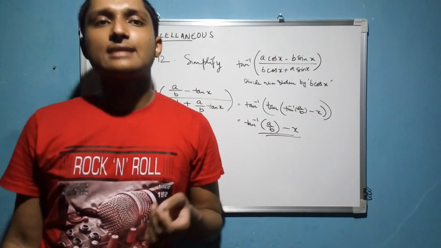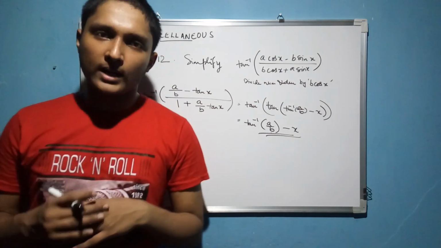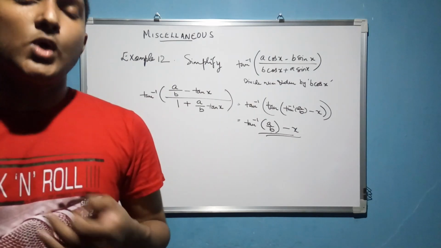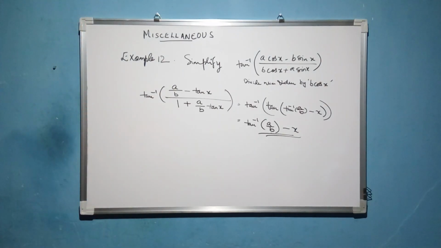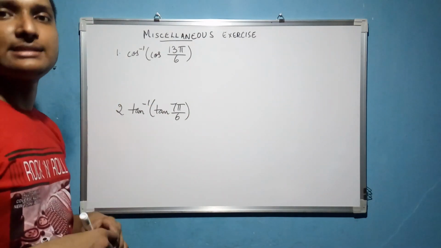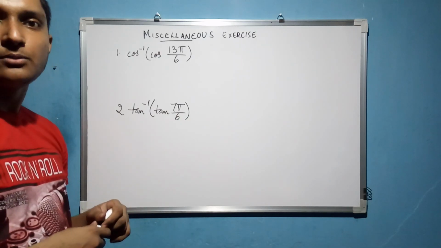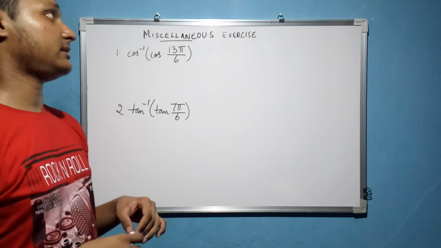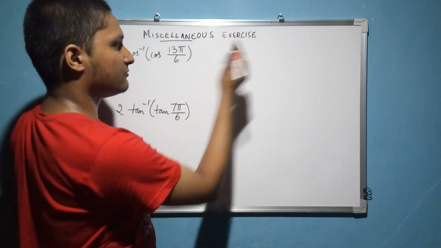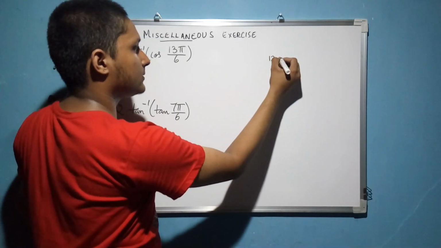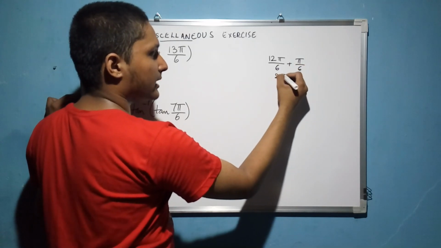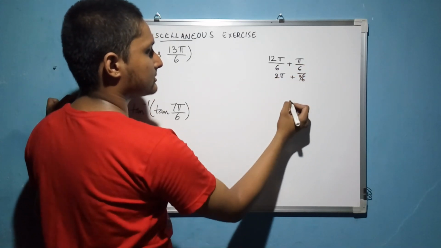Next we'll move on to the exercise, that is the miscellaneous exercise in chapter 12. The first set of questions is about finding the value based on the given thing. Now the first question is cos inverse of cos 13 pi by 6. So this is not going to be between 0 and pi, it is more than pi here. So let me turn it in terms of pi. I can write that as 12 pi by 6 plus pi by 6. 12 pi by 6 is 2 pi, plus pi by 6.